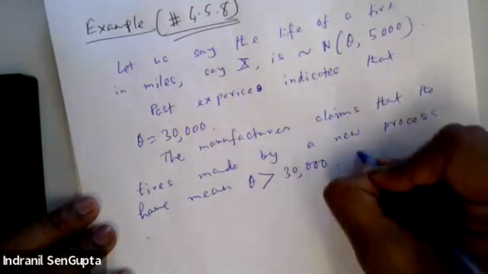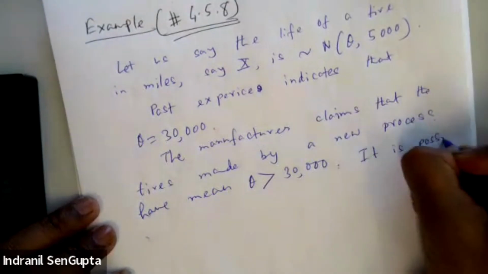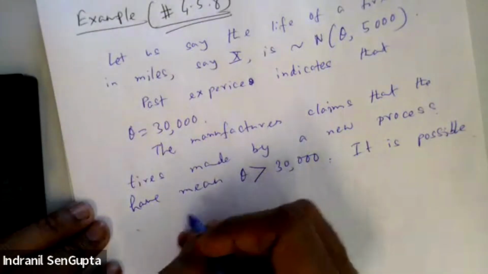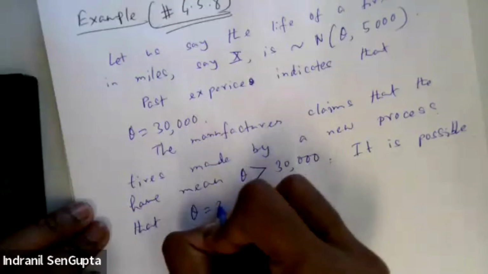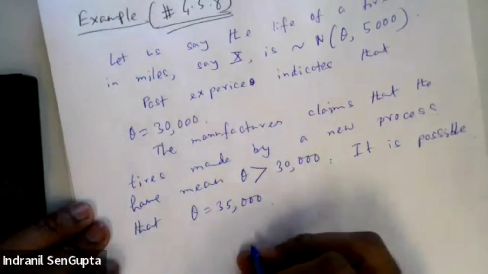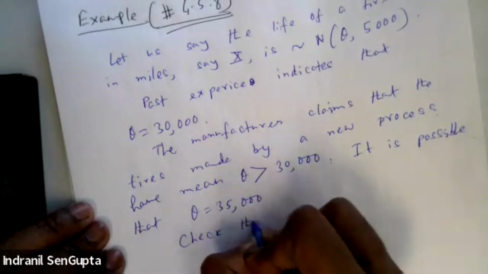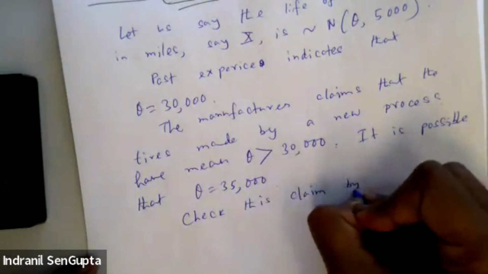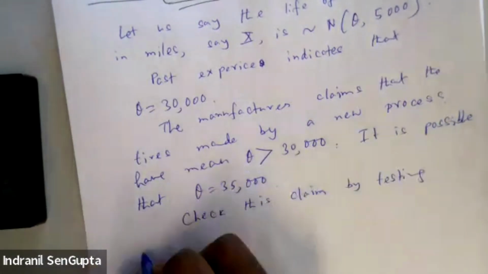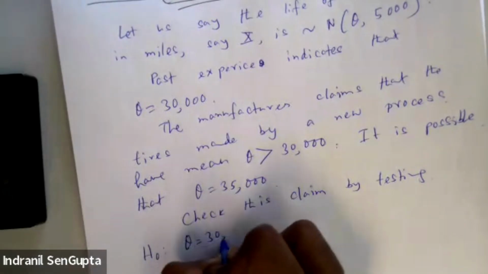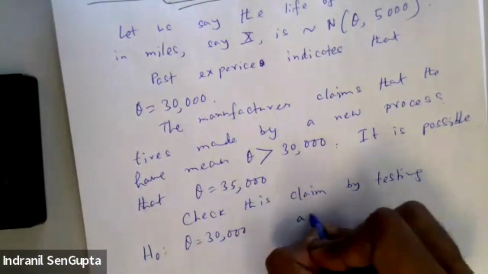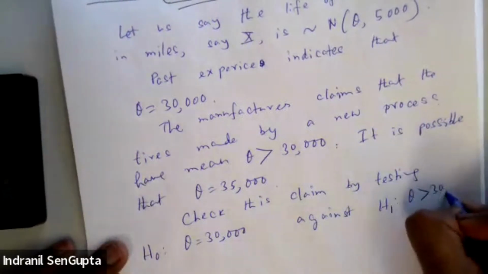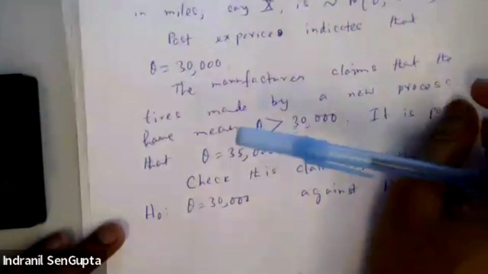It is possible it's more than 30,000. Maybe it's possible to have 35,000. It's possible that theta is 35,000. Check this claim by testing the null hypothesis, theta is 30,000, against an alternate hypothesis, theta is more than 30,000.